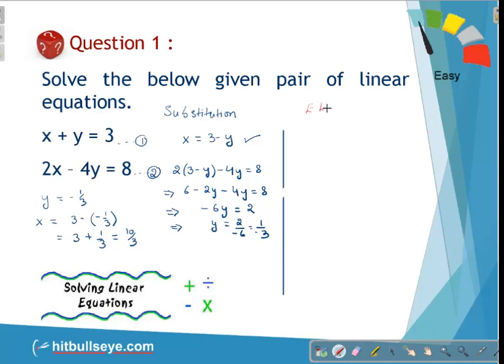Now let us learn to solve the same equations with the second method, which is the elimination method. In the elimination method, the first equation is x plus y is equal to 3. I'm going to multiply this equation on both sides by 2 to make it 2x plus 2y equals 6. Now this becomes my new equation. I'm referring to it as the third equation. And I pick up the second equation as it is, which is 2x minus 4y equals 8.